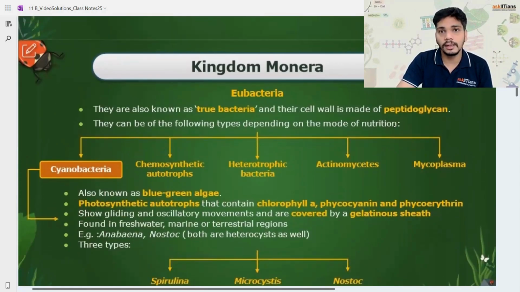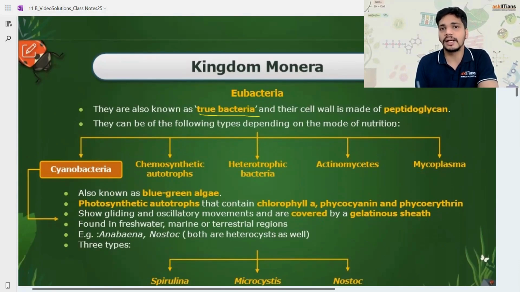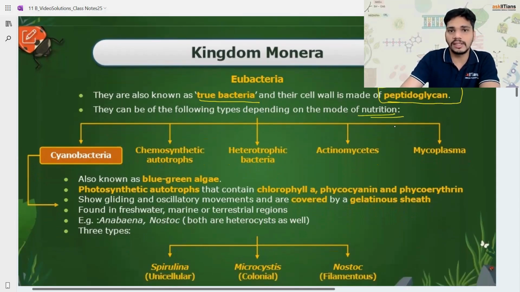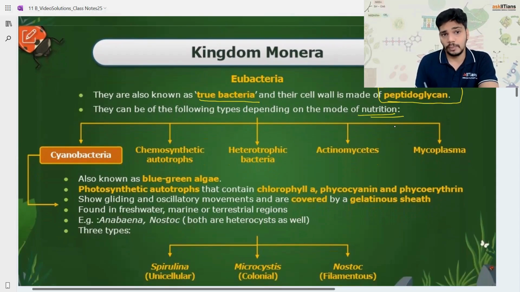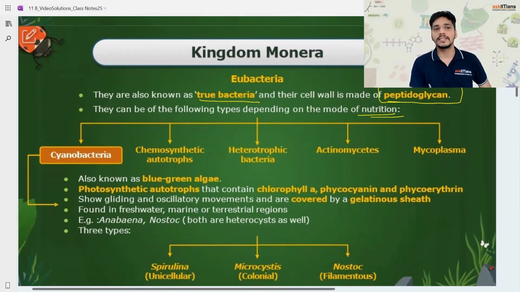Now, kingdom Monera, eubacteria. They are also known as the true bacteria. Their cell wall is made up of peptidoglycans. They can be of the following types depending on the mode of nutrition. So what are they? Cyanobacteria. There are true bacteria like chemosynthetic autotrophs, heterotrophic bacteria, actinomycetes, and mycoplasma. Right now, I'm talking about the cyanobacteria.